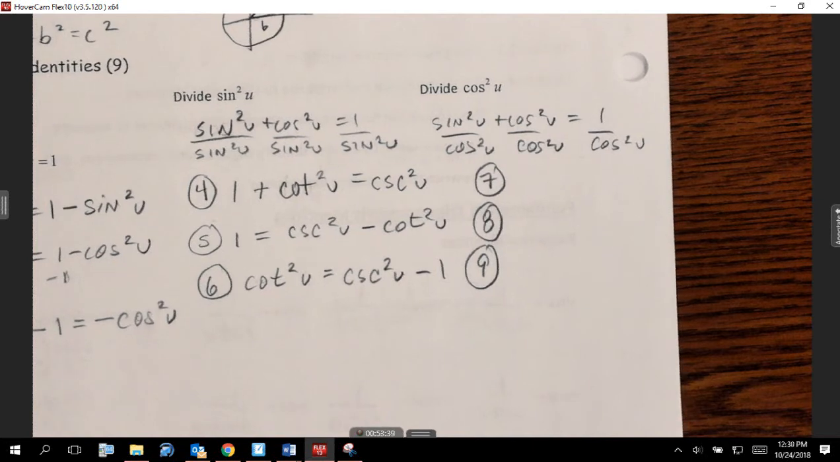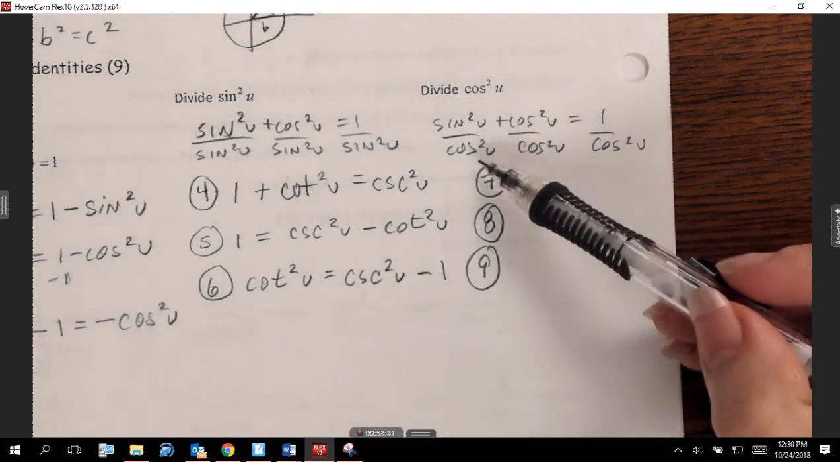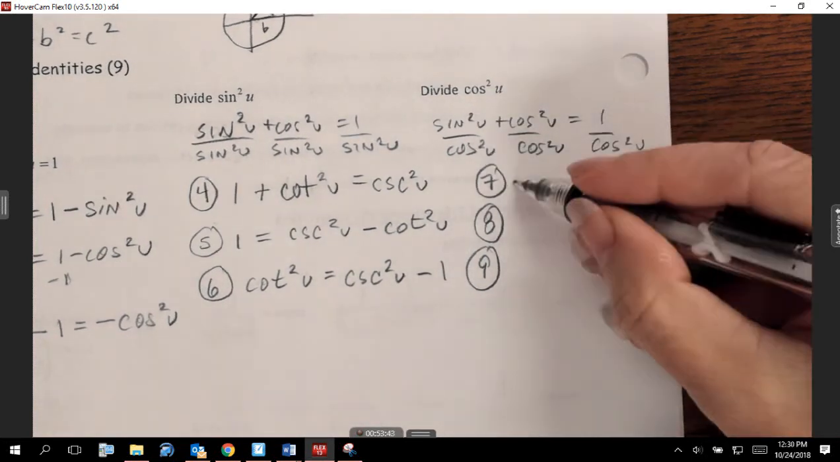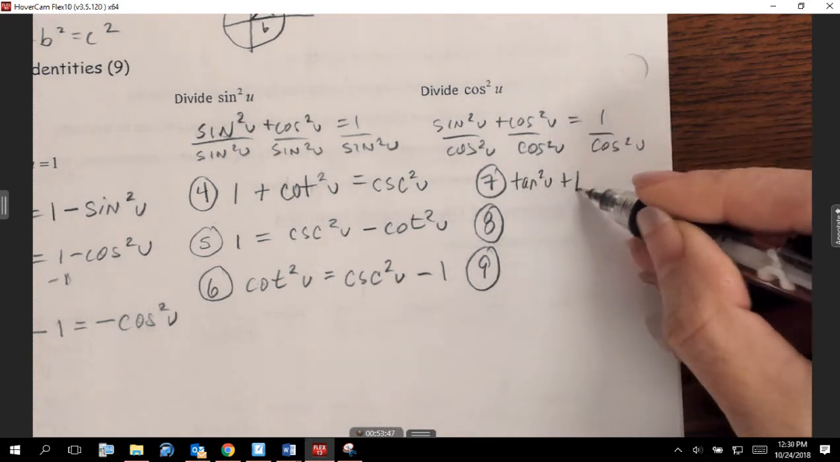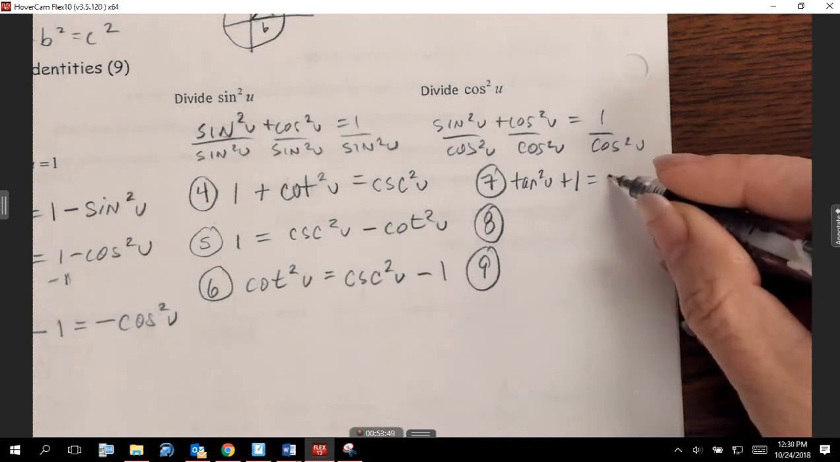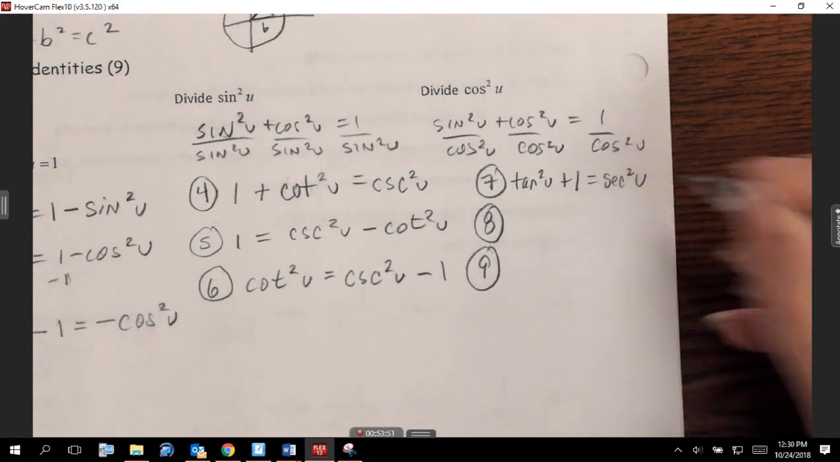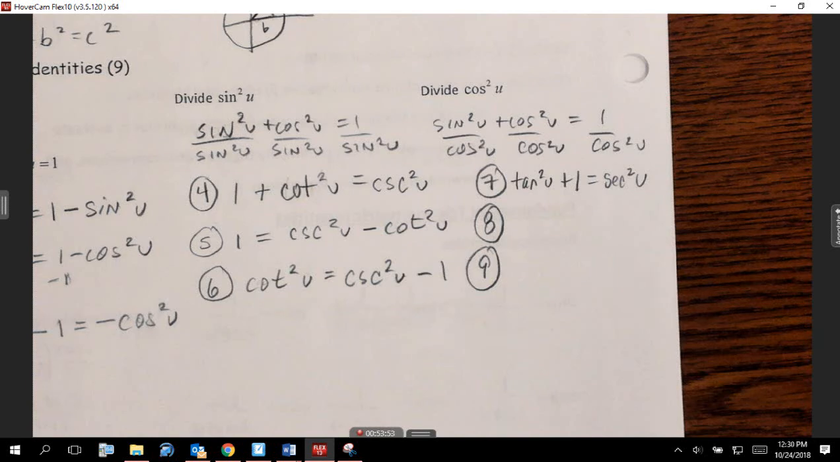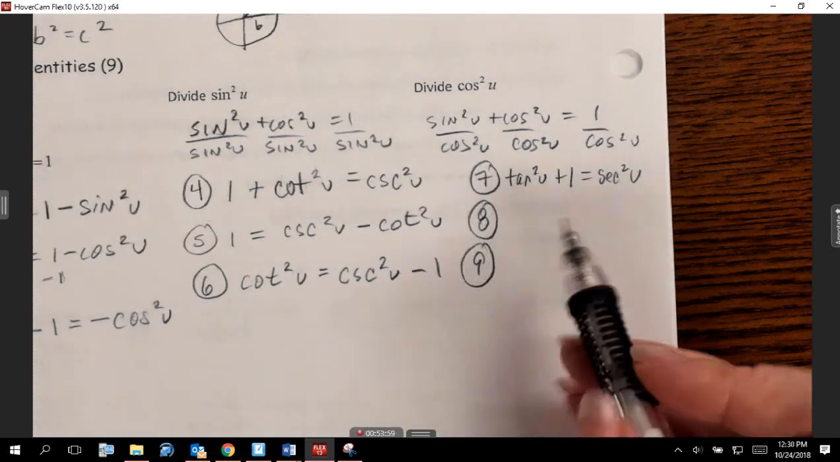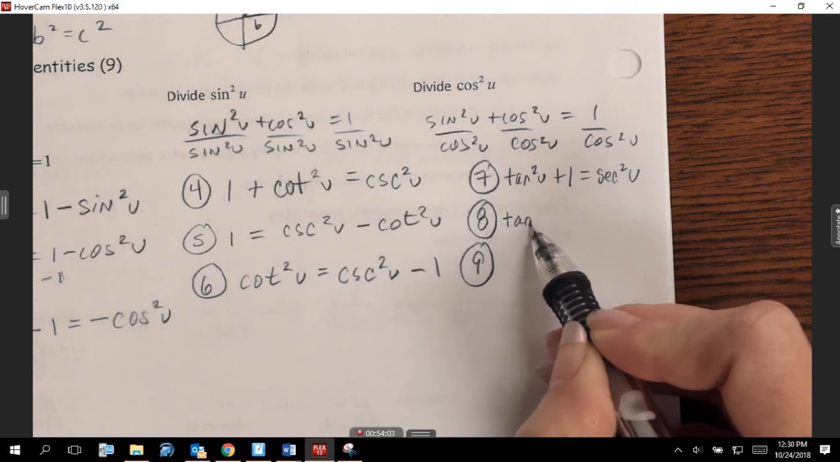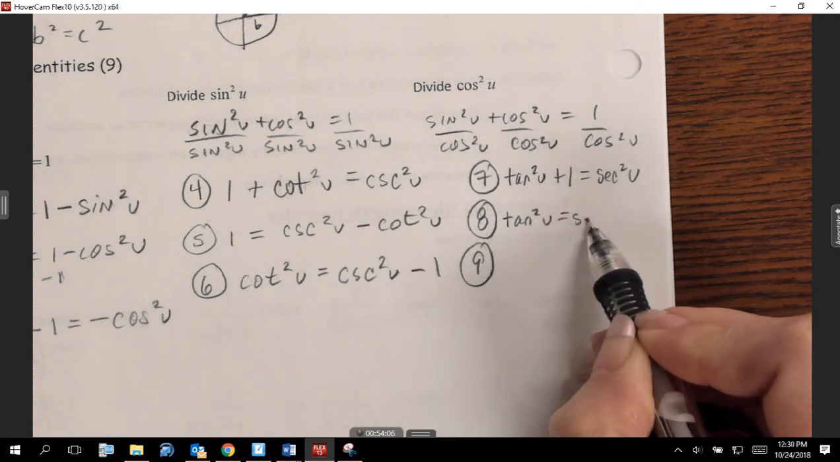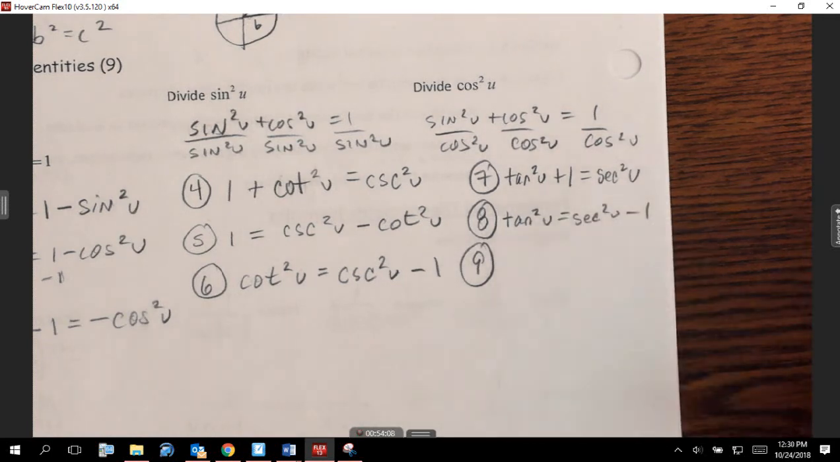So my 7th one would be, let's see, sine squared u over cosine squared u, which is tangent squared u. Plus cosine over cosine is 1, equals 1 over cosine, which is secant squared u. So that one again looks completely different, but it just came from the original. And then we can manipulate this one. I could subtract 1 from both sides. So I'd have tangent squared u equals secant squared u minus 1.